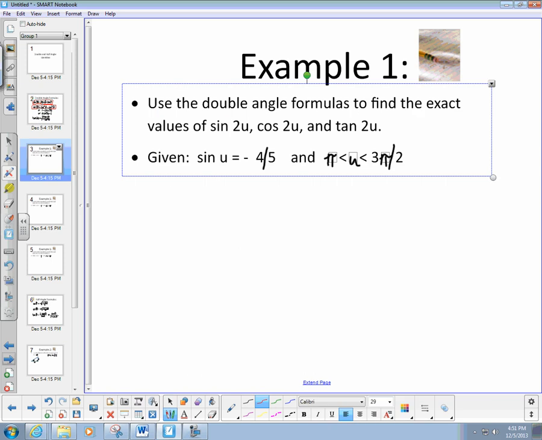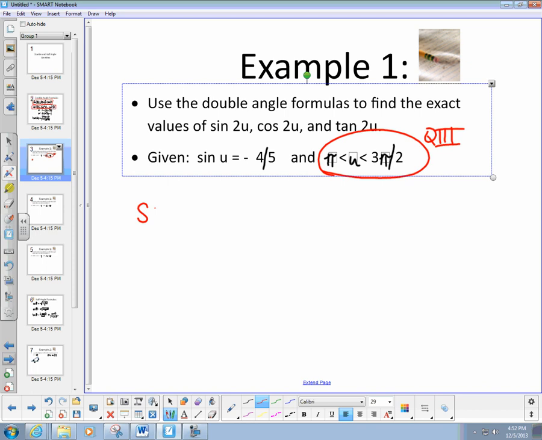So let's look at an example of how to use the double angle formulas. We're going to find the exact values of sine of 2u, cosine 2u, and tangent 2u. Now in our formulas we use theta. Here I'm using u. It's the same thing, it just represents the angle. Notice that they are telling us that our angle is between pi and 3 pi over 2, which tells me that my angle is in quadrant 3, and that's going to be important for positive and negative signs.